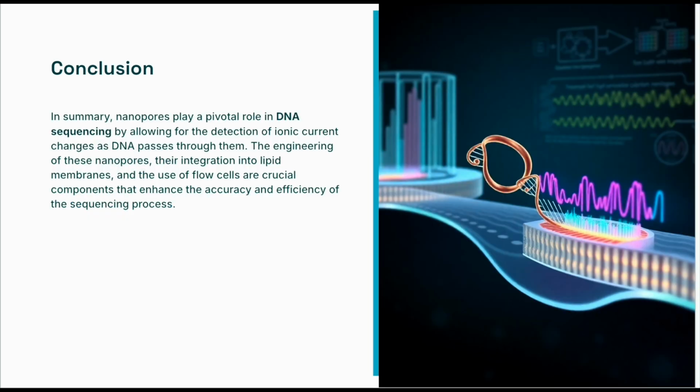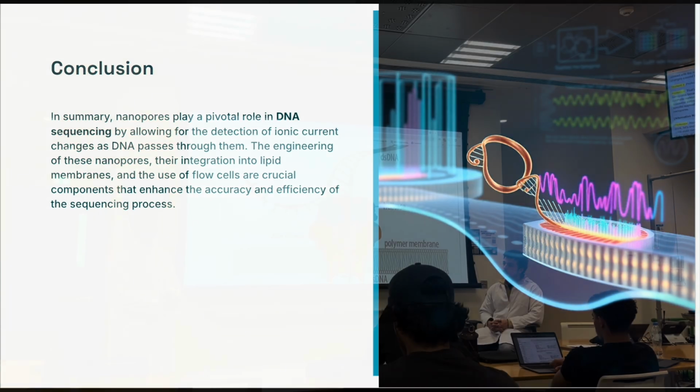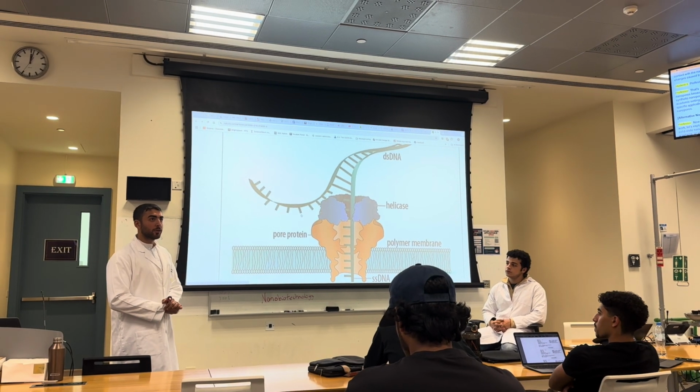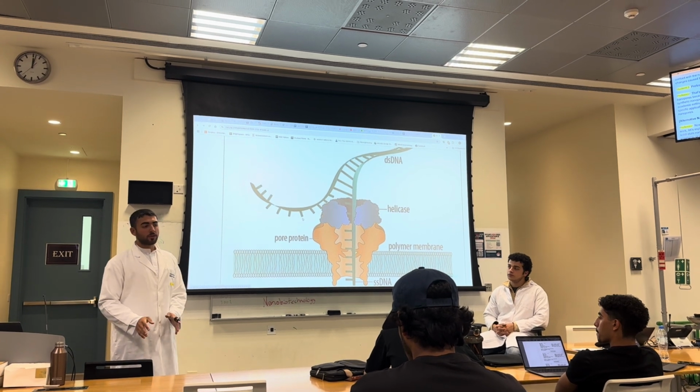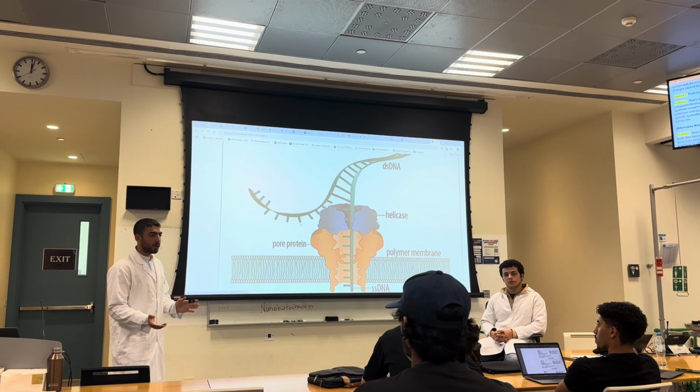sequencing. In summary, these nanopores play a pivotal role in DNA sequencing by allowing the detection of ionic current changes as DNA passes through them. The engineering of these nanopores, their integration, and the use of flow cells are crucial components that enhance the accuracy and efficiency of the sequencing process. This allows the sequencing software to detect the ionic current changes caused by DNA as it threads through these nanopores. Does anyone have any questions?